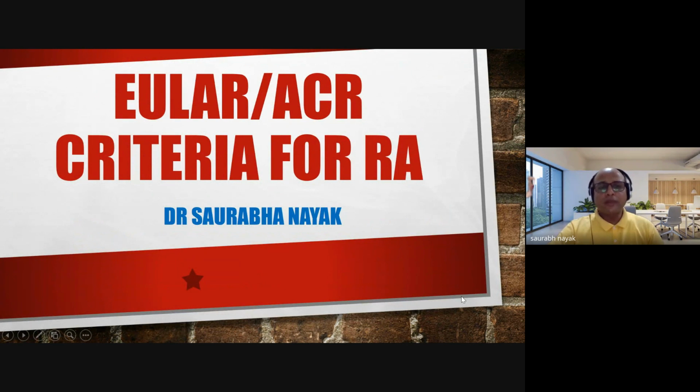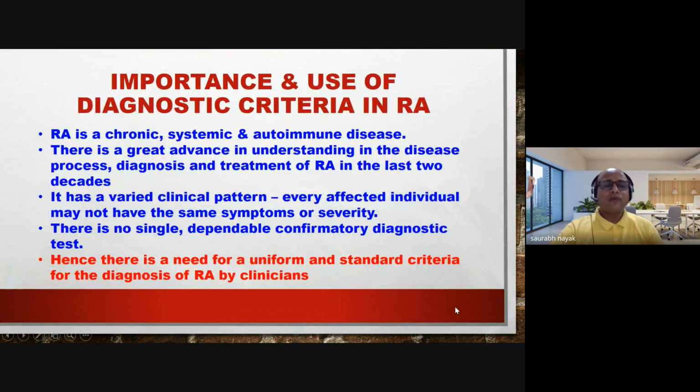Myself Dr. Saurabh Naik, and today we are going to discuss Eular ACR criteria for rheumatoid arthritis. First of all, let us know the importance and use of diagnostic criteria in rheumatoid arthritis. We all know rheumatoid arthritis is a chronic, systemic and autoimmune disease. There is a great advance in understanding the disease process, diagnosis and treatment in the last 2 decades.